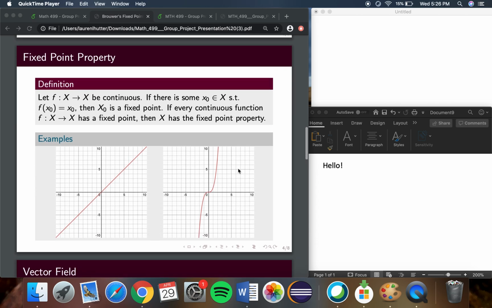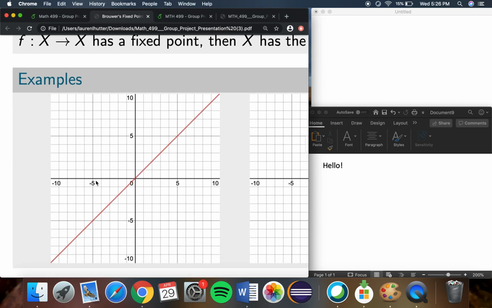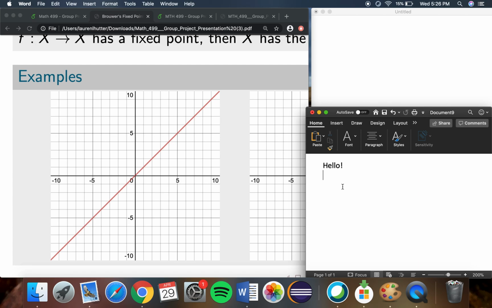Moving on, I wanted to go over the fixed point property in general. Here is a definition I stole from my notes. And here are two simple but good examples. So the first one right here, this is obviously the graph f of x equals x.